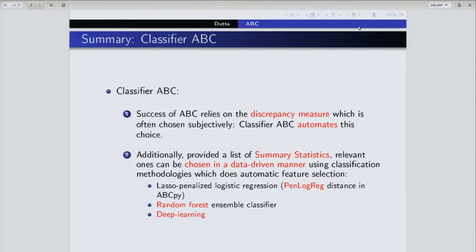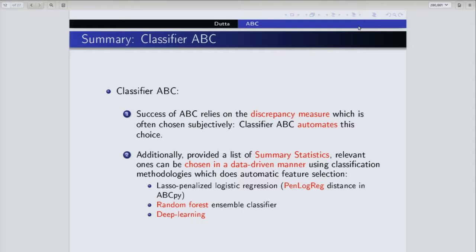So if you give them 100 features, 100 summary statistics, they just choose the best ones, which do the best classification. So in this case, if you give those classification rules all the possible summary statistics you have collected from different domain scientists, they will automatically choose which summary statistics give you the best classification accuracy. And all of these 3 algorithms, penalized logistic regression, random forest, and deep learning, are able to do that. So in that sense, classifier ABC can do a summary statistics choice automatically, and also an automatic discrepancy measure. So it goes hand in hand.